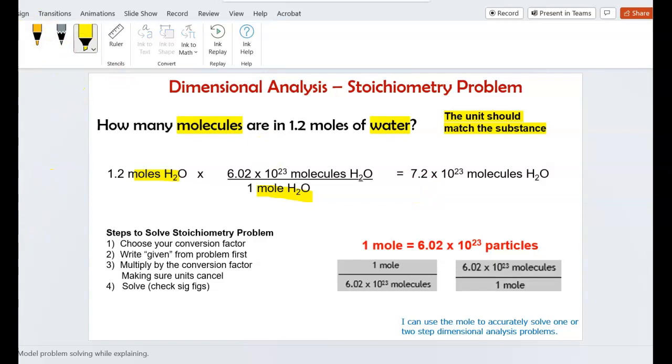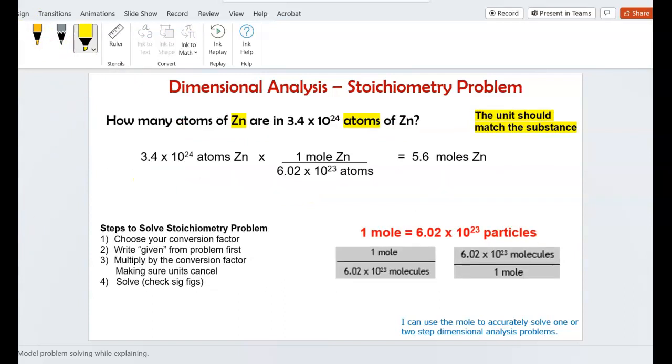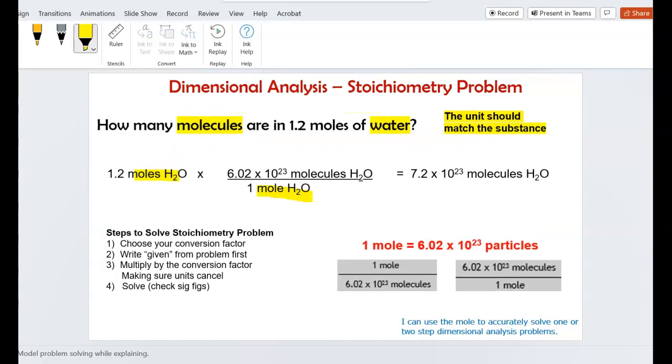Let's look at one more. So this time it says how many atoms. And the reason why it says atoms is because we're referring to zinc, and zinc is an atom. If we go back to the previous one, we use the term molecules because water is a molecule. So Avogadro's number could be particles, atoms, molecules, formula units, anything. It just depends on what substance you're looking at, and that's how you want to identify it.